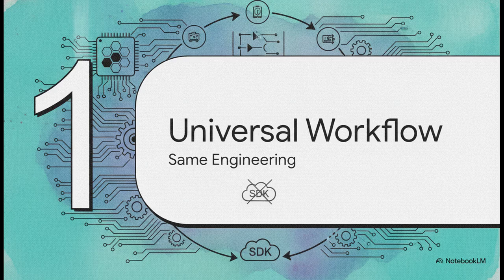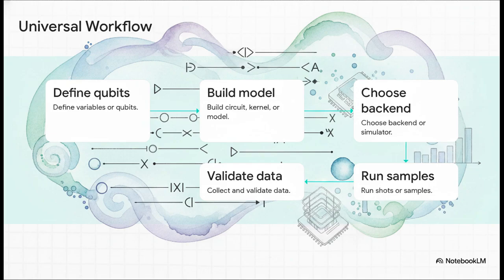Section 1. The Universal Quantum Workflow. Same engineering, different nouns. It literally doesn't matter if you're writing in Qiskit, Cirq, or Braket, because this 5-step loop applies universally. You will always: 1. Define your variables or qubits. 2. Build your circuit, kernel, or model. 3. Choose your backend or simulator. 4. Run your shots or samples. And 5. Collect and validate the data.